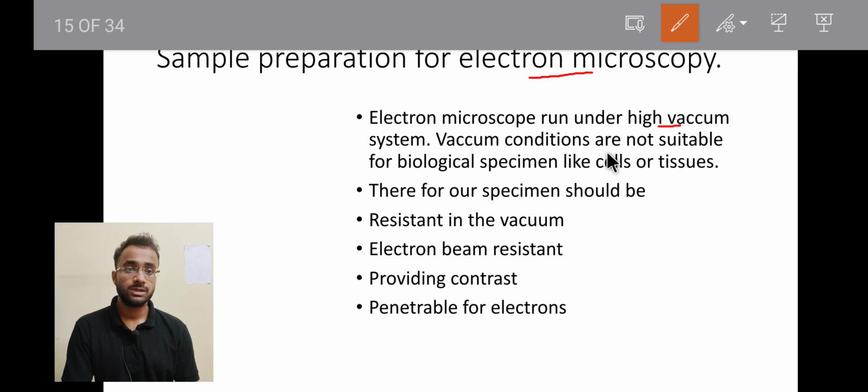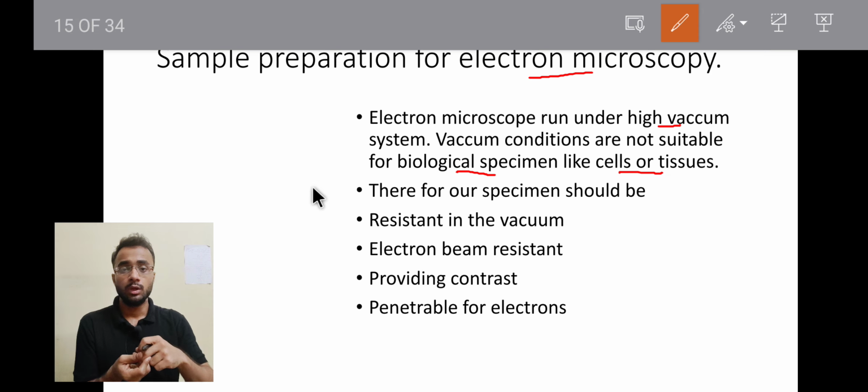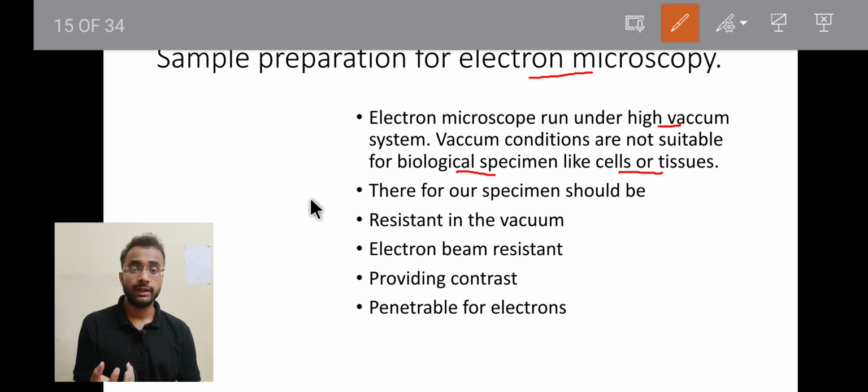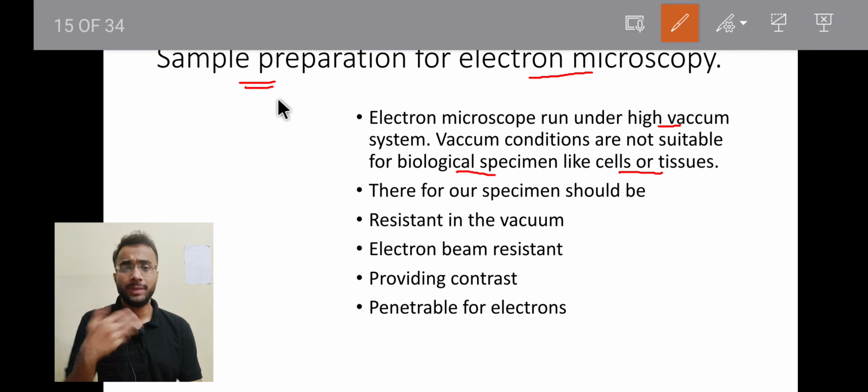Vacuum conditions are not suitable for our biological specimens like cells or tissues. The specimen is struck by an electron beam, so it will get damaged. So we have to cover the specimen with some chemicals so that it will not get damaged and the electrons can penetrate through it. For that we have to prepare the sample with some chemicals, or use a particular method.